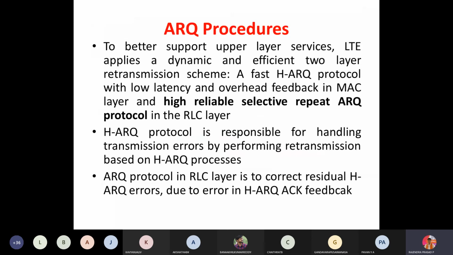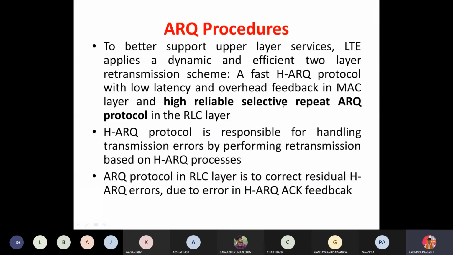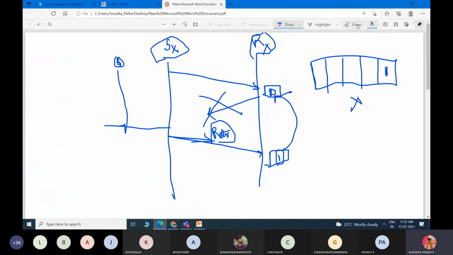Now it is for the ARQ procedures. ARQ is nothing but the automatic repeat request procedures. We have different types: a fast HARQ, and a highly reliable selective repeat ARQ. In computer networks we had this concept, selective repeat protocol. So what is this selective repeat protocol and all those protocols? I'll give an example here.